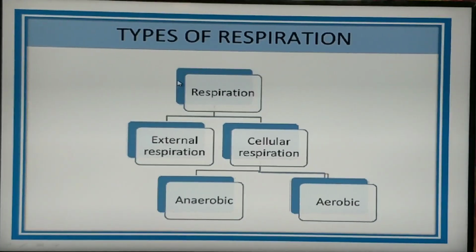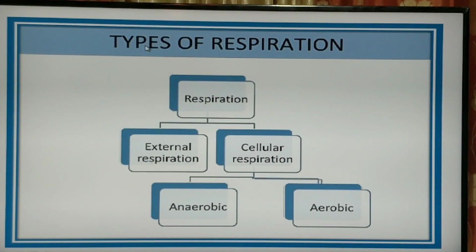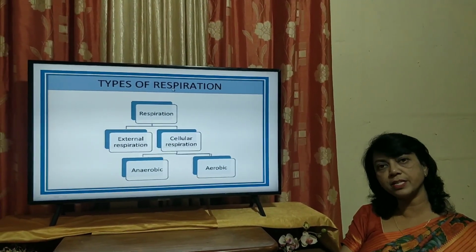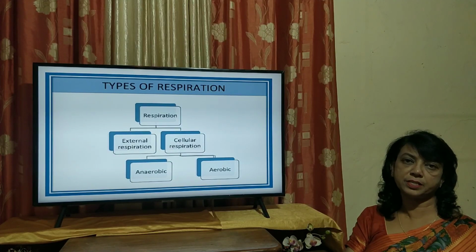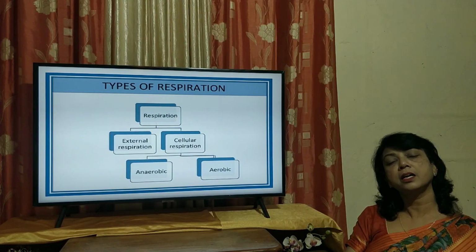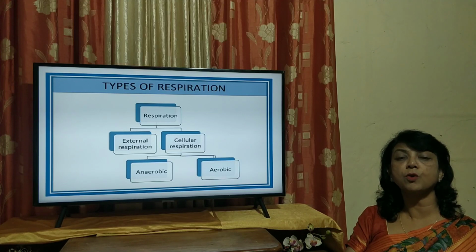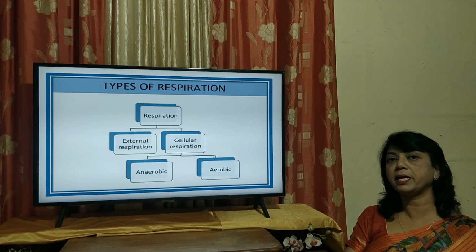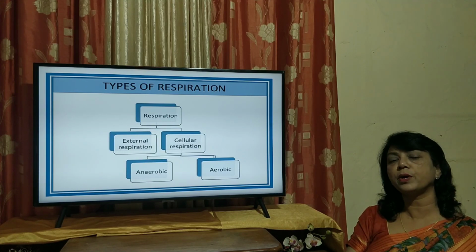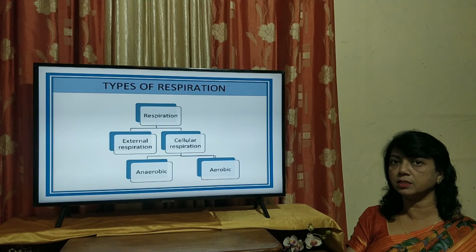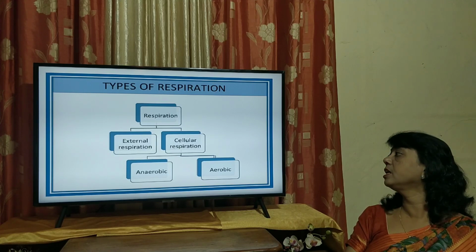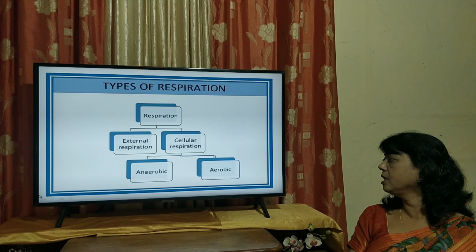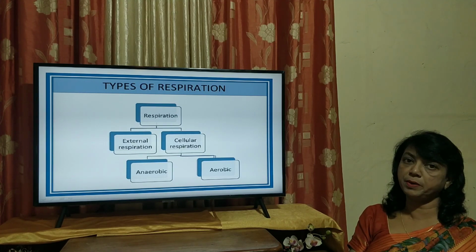We also studied that respiration is of two types: external respiration and internal respiration. Internal respiration is also called cellular respiration. We know that it takes place inside the cell. That is why it is called cellular respiration. Cellular respiration has two kinds: anaerobic respiration and aerobic respiration.